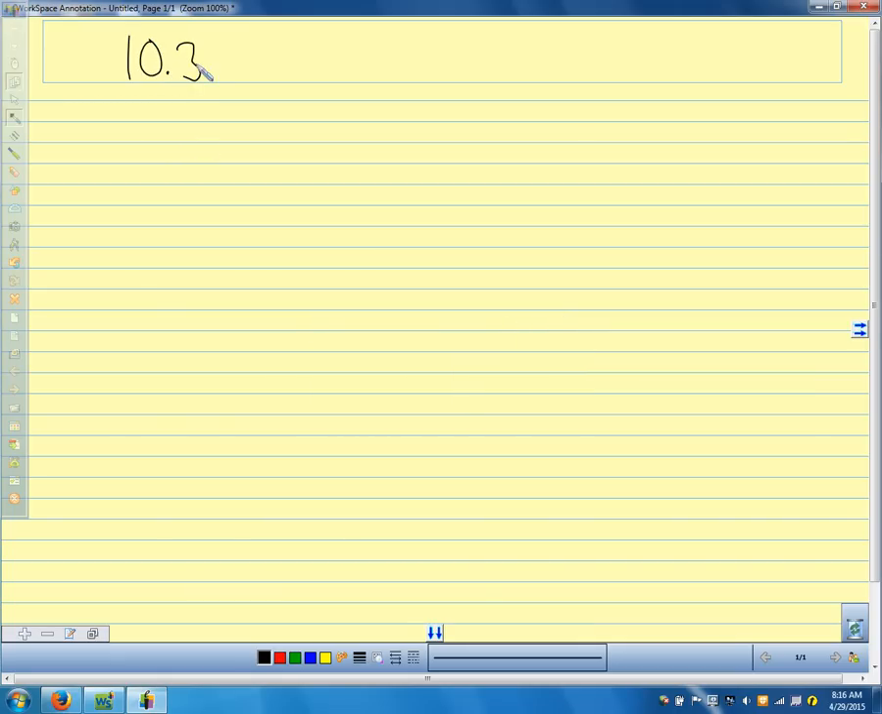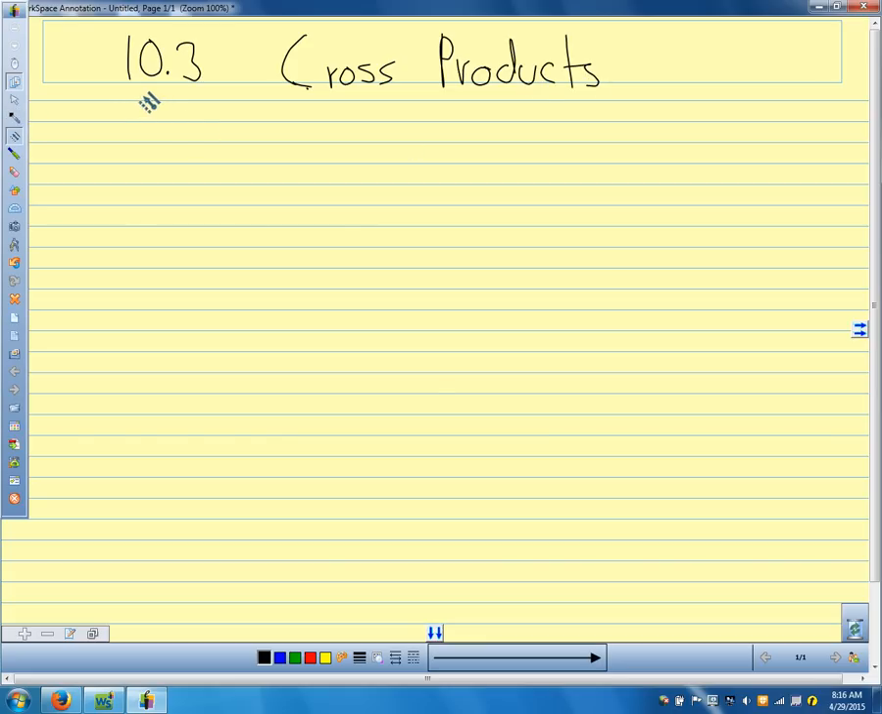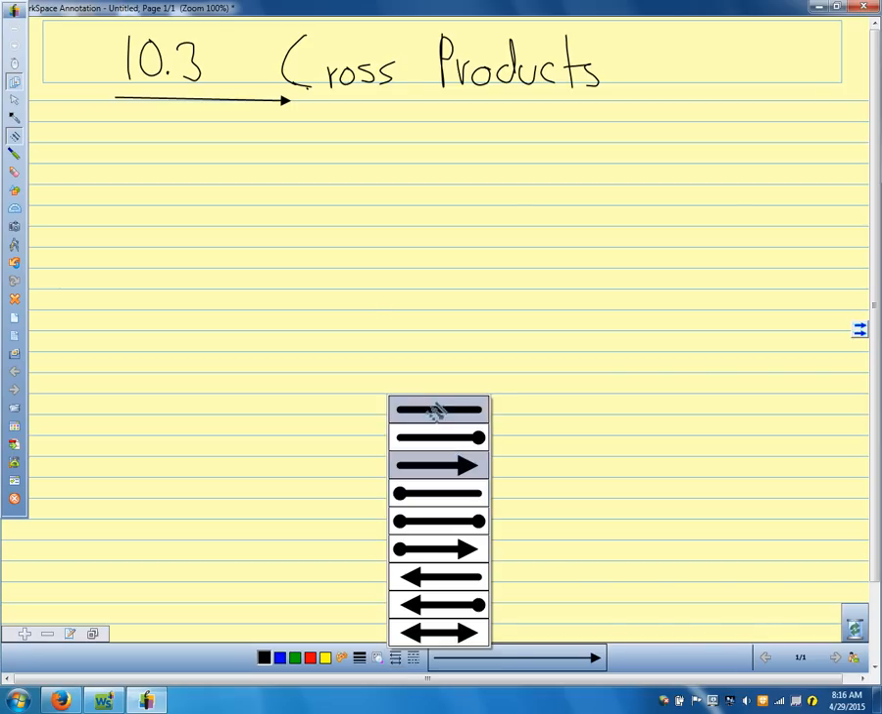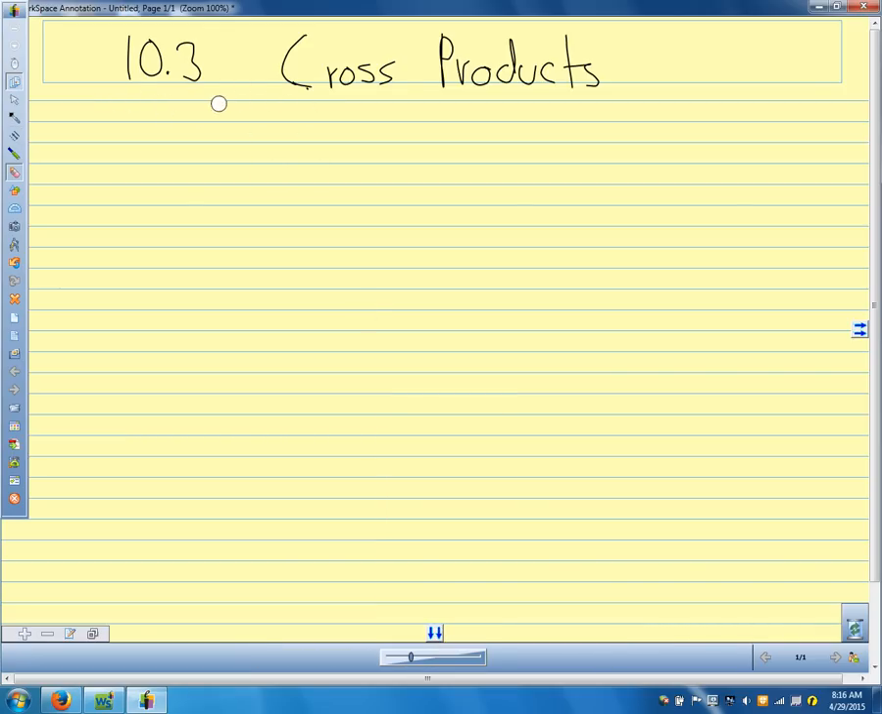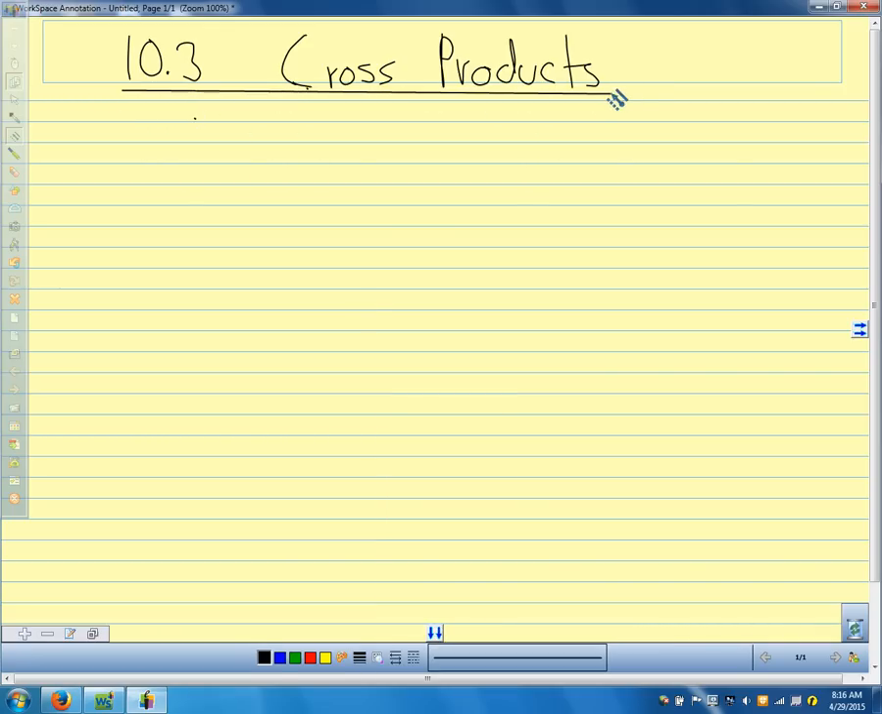All right, so we're in section 10.3. We're going to talk about cross products. In the last section and in first semester we talked about dot products. We found the dot product of two vectors. That was the only way so far we know to multiply vectors. The cross product is our second way that we're going to multiply vectors. Different procedure, and it tells us different things about the vectors.